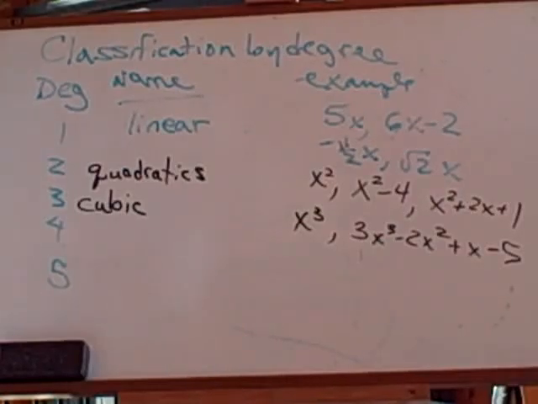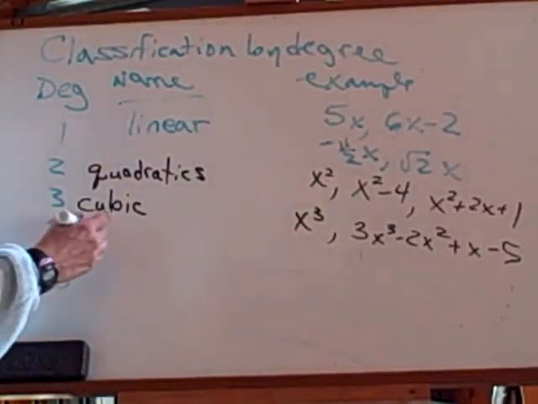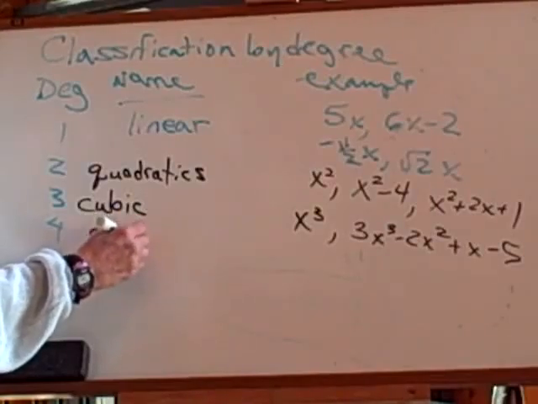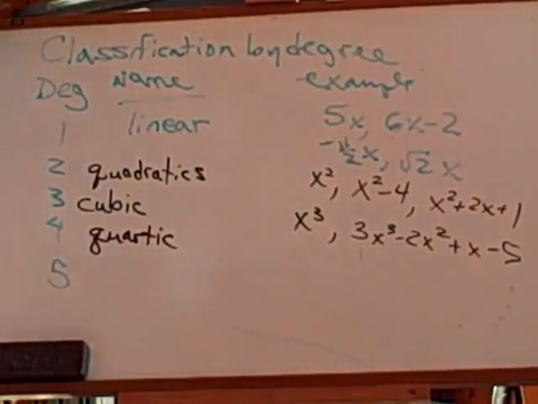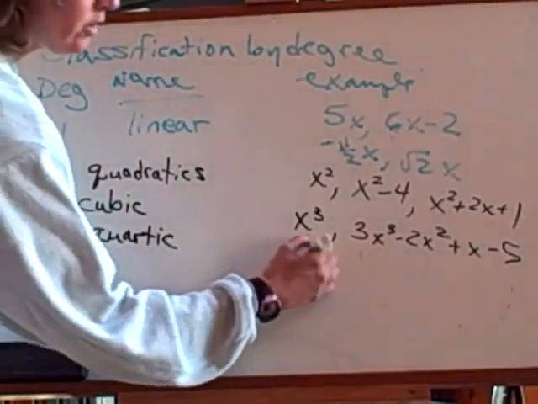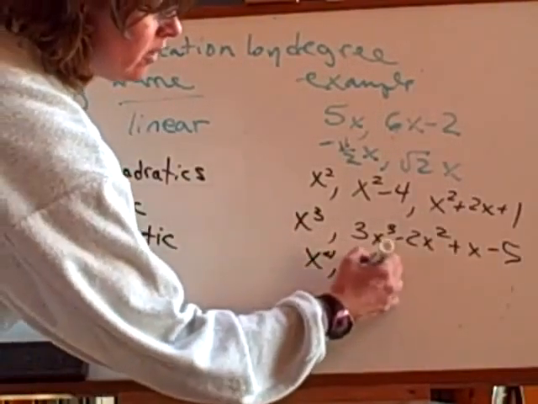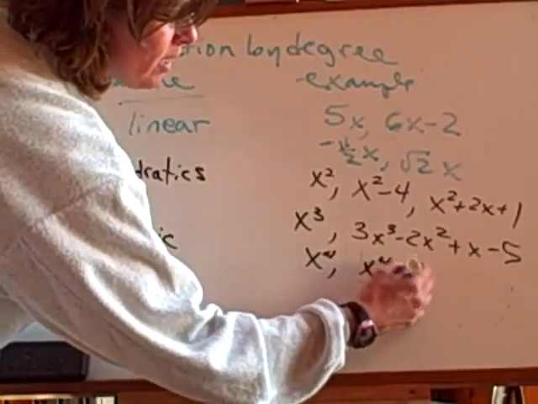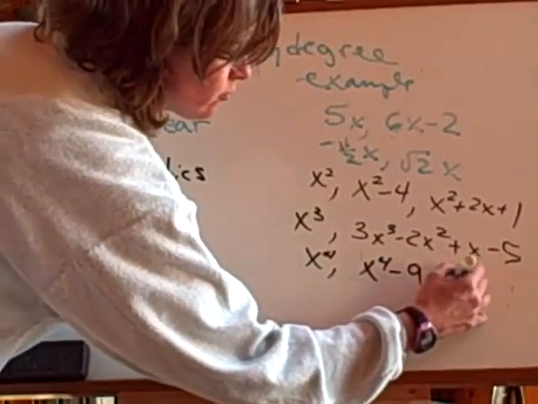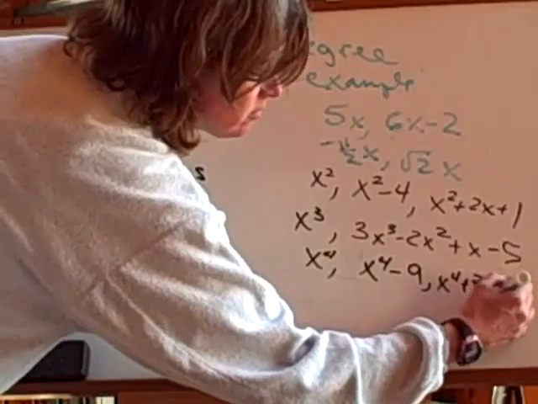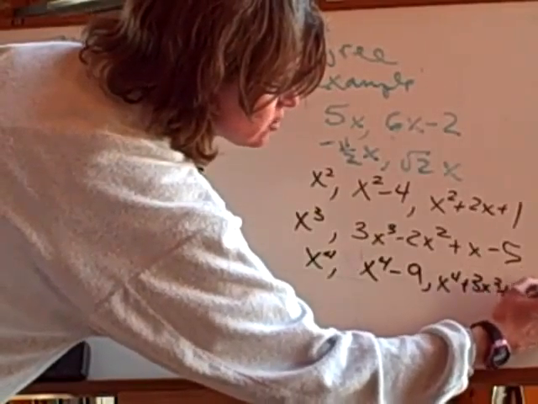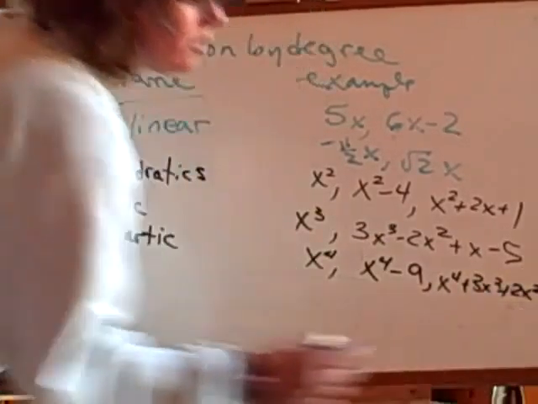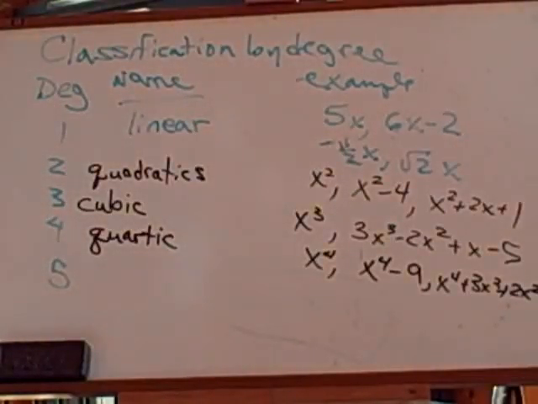How many quarts of milk are in a gallon? 4. How many quarters are in a dollar? 4. A 4th degree equation is called a quartic. It's 4th degree. x to the 4th would be an example. x to the 4th minus 9. x to the 4th plus 3x to the 3rd plus 2x squared plus x minus 1. Those are all 4th degree.